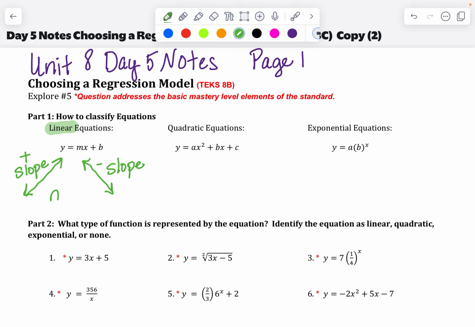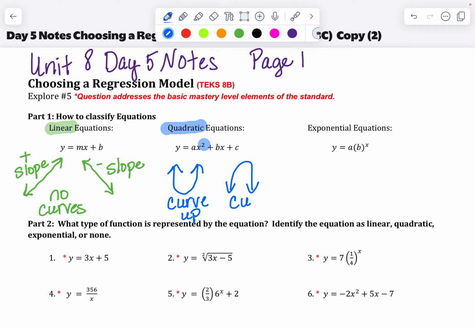So what we're going to do is go through and identify what these are by any hints we can. Number one doesn't have a squared, it doesn't have an exponent, so this one is linear. Number two, it has a crazy radical. It doesn't have an exponent that's an x, and this exponent would be like a 1/2. So this is going to be none. It's not any of the three.